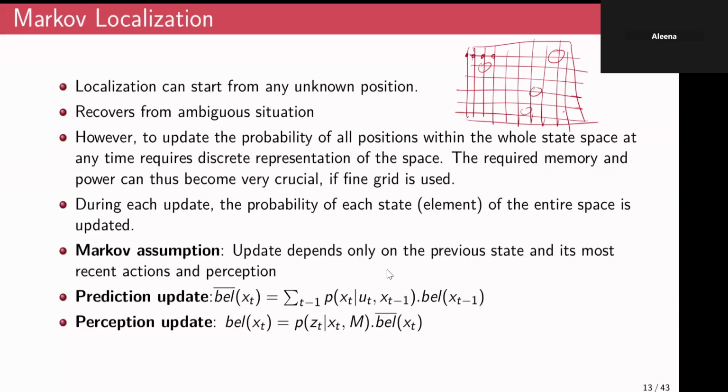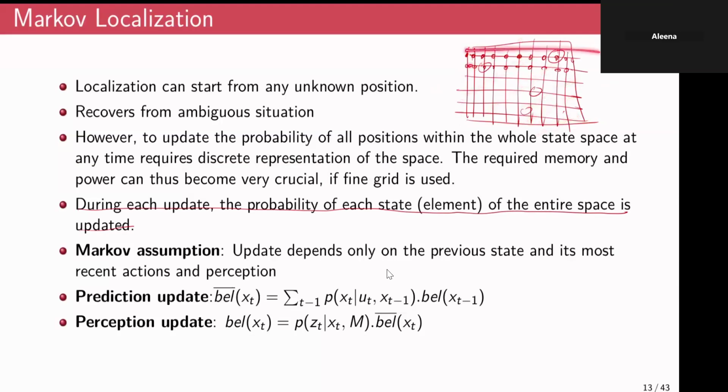And for each of these grid points, at every update, you have to estimate the probability of each and every grid point. You have to keep on updating this for every iteration. This is a computationally expensive task, and in that regard it's not really efficient. During each update, the probability of each state of the entire space gets updated. As I was saying, for every update, all of the probabilities of each of these grid points will get updated.